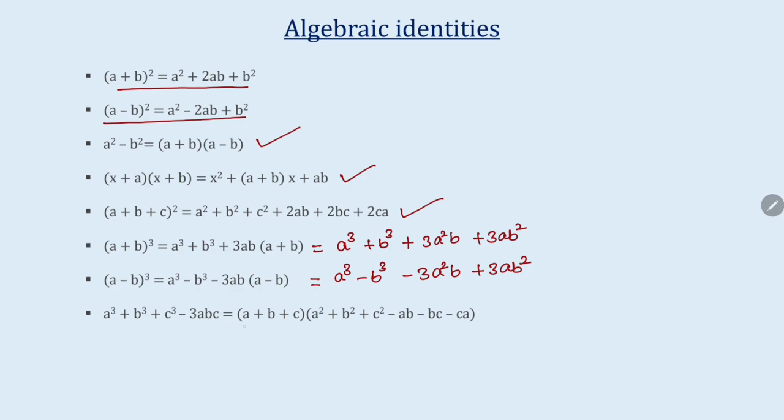The last identity is a cube plus b cube plus c cube minus 3abc. Now this is equal to (a plus b plus c) multiplied with (a square plus b square plus c square minus ab minus bc minus ca). So this can also be very very much useful.